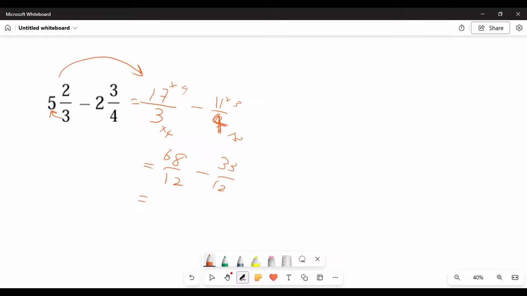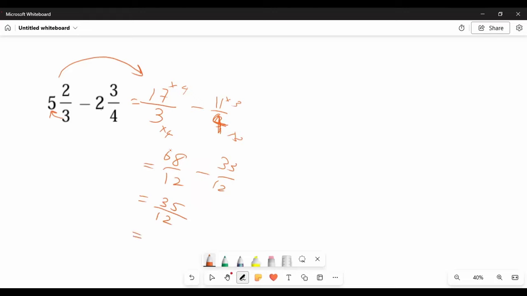68 minus 33. First remove the 30 and then remove the 3. From 68, if you remove 30, that's going to give you 38. And then if you minus another 3, that's going to give you 35. 35 over 12. So this is the final answer, but this is not in the proper order. This is actually an improper fraction, more than one whole.